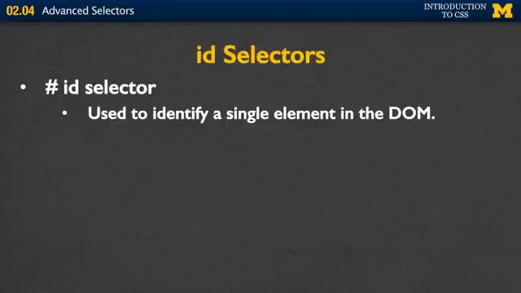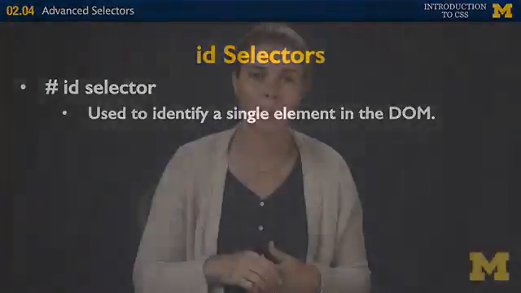IDs are used to identify a single element in the DOM. The way IDs work is that in your HTML, you would say something along the lines of ID equals header, or ID equals footer, which was one they used to use a lot. Then in your style sheet, using the pound symbol, you can identify which ones you want to style.